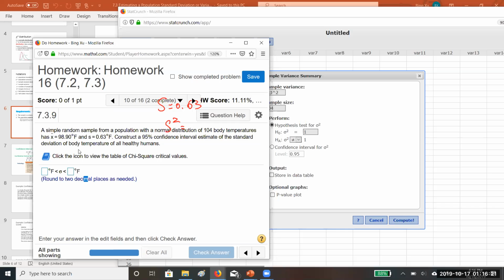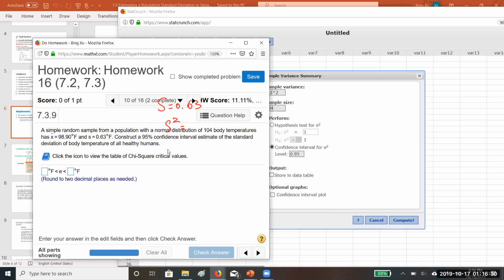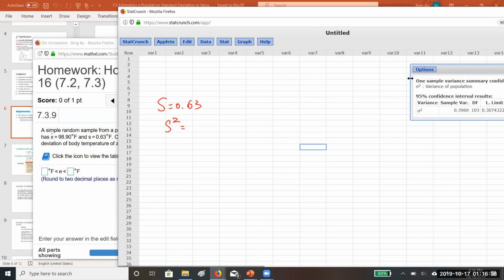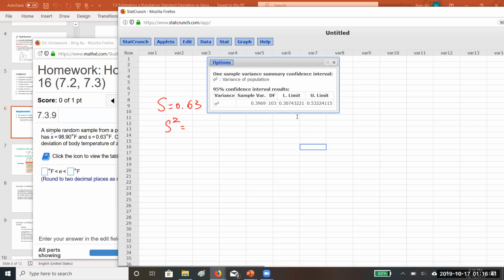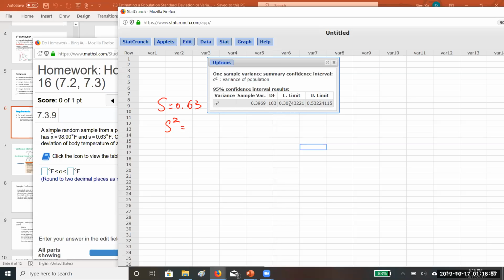And then what else do I need? Confidence interval right here. My problem is 95. Okay, good. Compute. You have the lower limit and upper limit, but this is the limit for the population variance. What you are asked to find is the population standard deviation, so you need to take the square root of these two values.